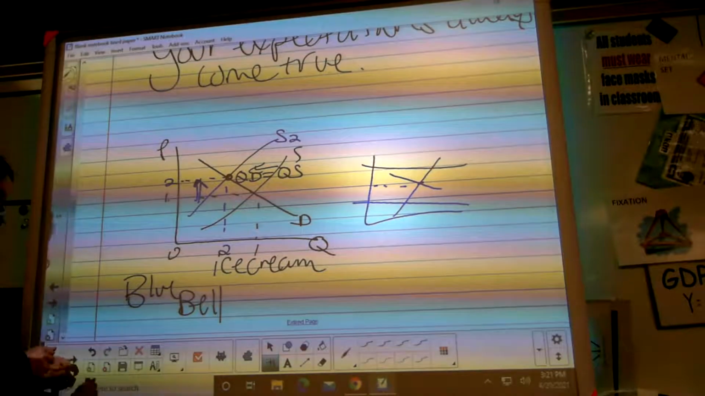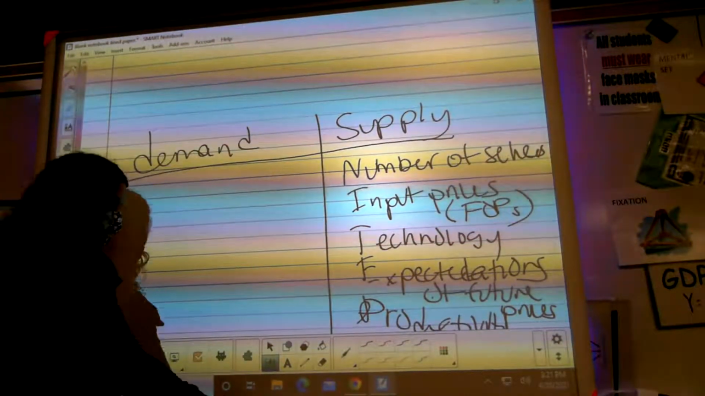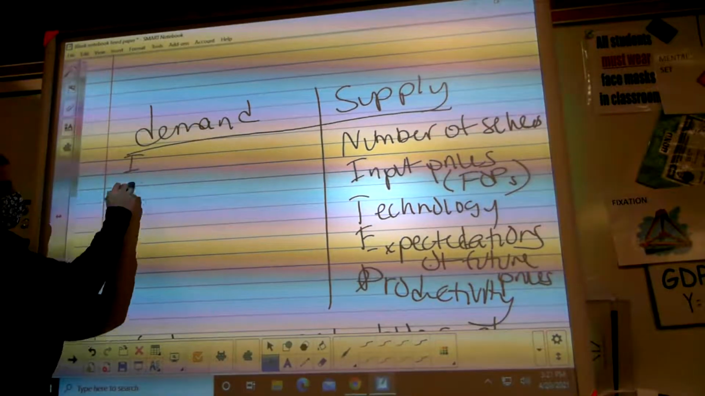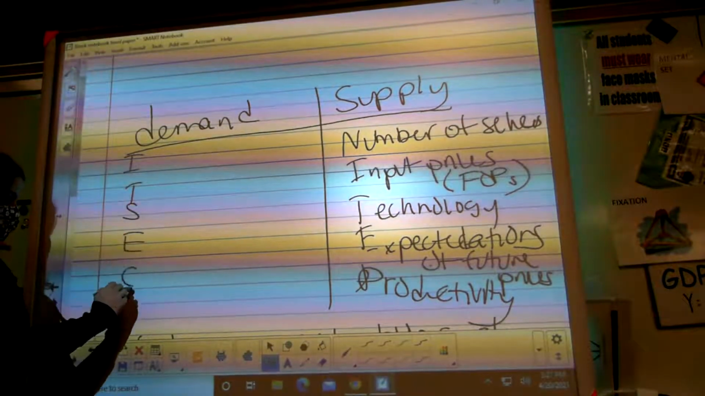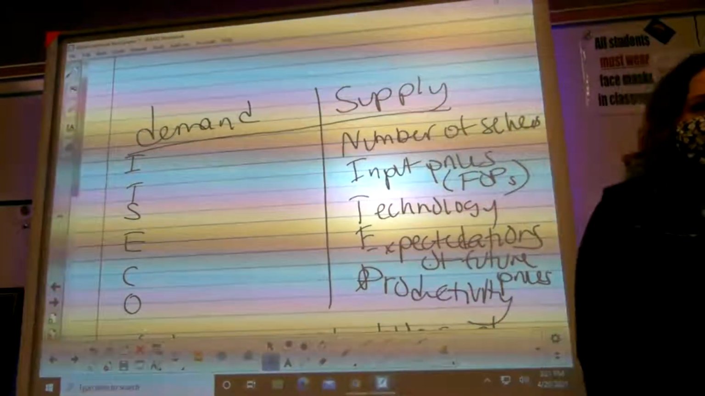Okay. All right, let me go back to finishing my demand shifters. It's an acronym. It's a really good one. It's ECO. How did I forget that already? I don't know. Do you remember any of them?